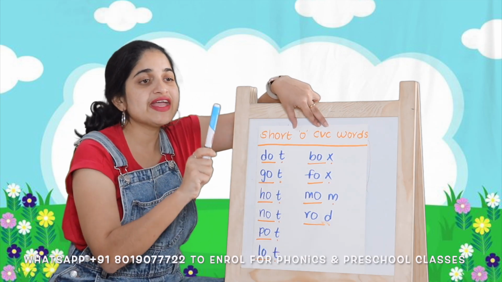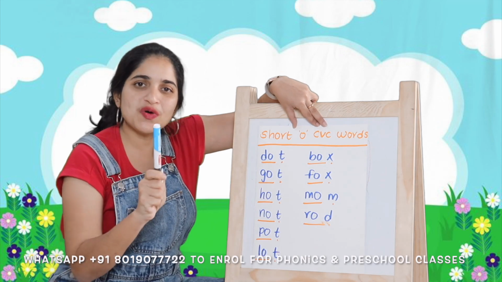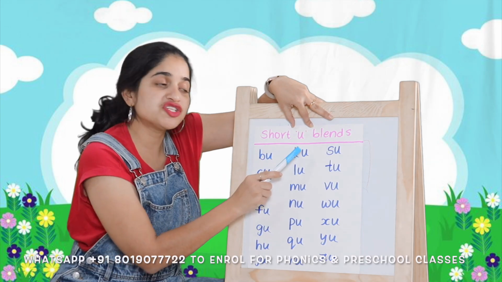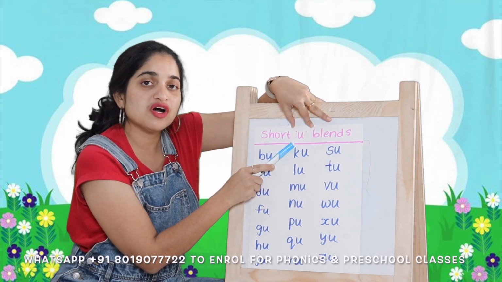Then we have A, E, I, O and U. So let's see the U blends and U three-letter words now. Here are the short U blends. What is the phonic sound of letter U?